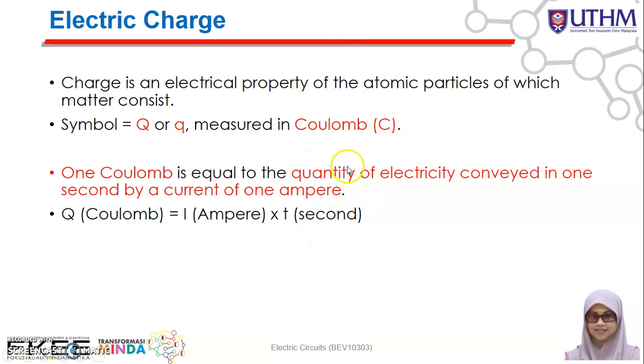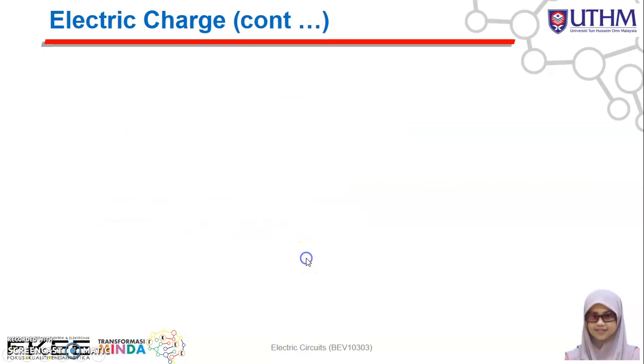From this definition we come up with this expression. One coulomb is equal to the quantity of electricity conveyed in 1 second by a current of 1 ampere. So 1 ampere multiplied by 1 second is equal to 1 coulomb.